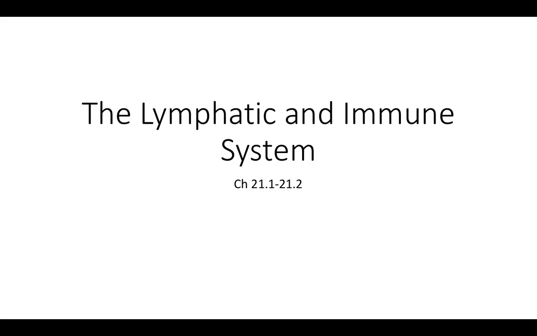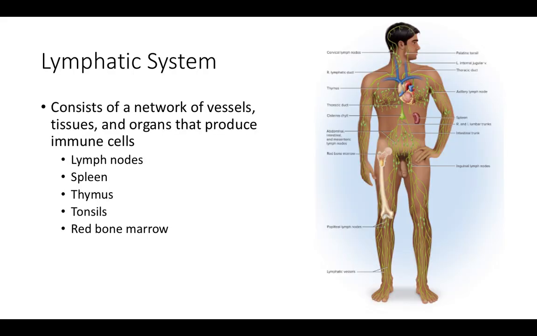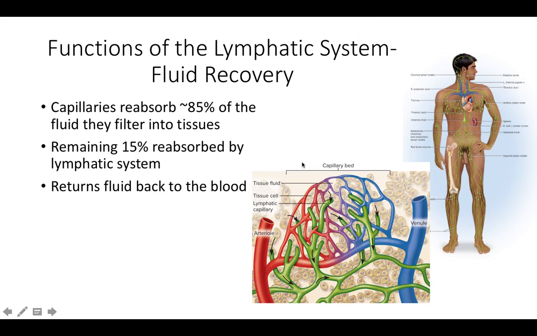All right, so the first thing that we're going to be talking about today is the lymphatic system. Then I'll circle back around with a second video and do the immune system. So your lymphatic system consists of a network of different vessels and tissues and organs all throughout your body that you see in this picture here in green. And those include your lymph nodes, your spleen, which is right here, your thymus above the heart, the tonsils, which are right here at the back of the mouth, and then also red bone marrow, which you see right here in the picture.